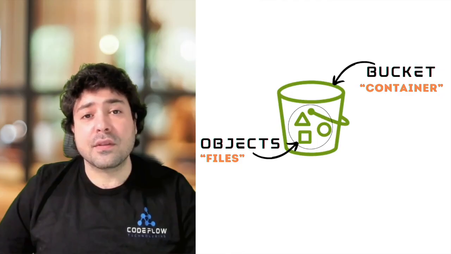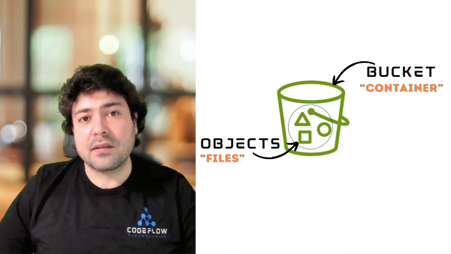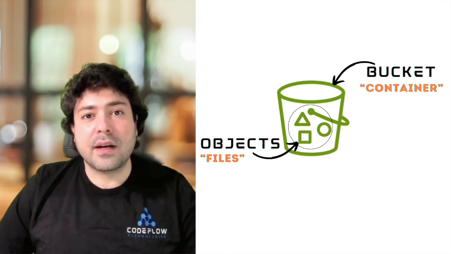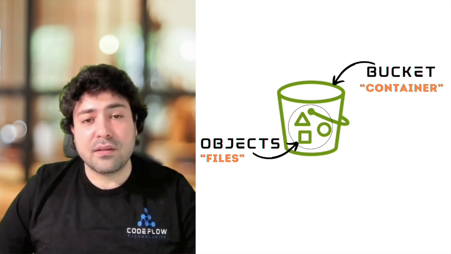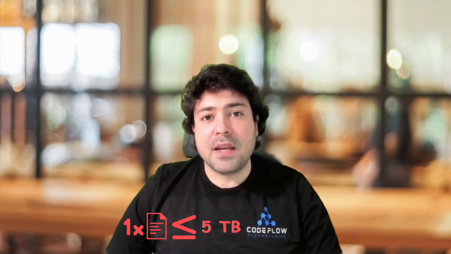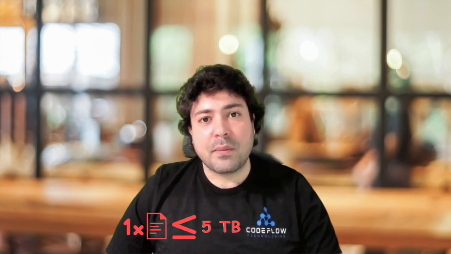S3 stores data as objects in containers known as buckets. An object is a file of any type. It can be a photo, a text file, a video, and so on. Now you can store as many objects as you want in a bucket. The only restriction is that each object cannot be more than 5 terabytes.